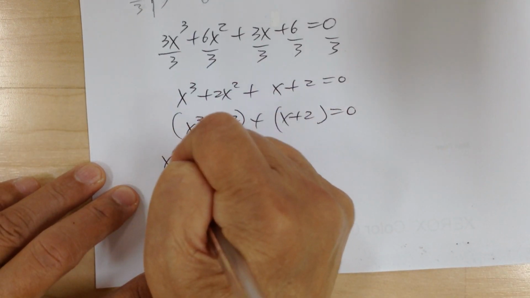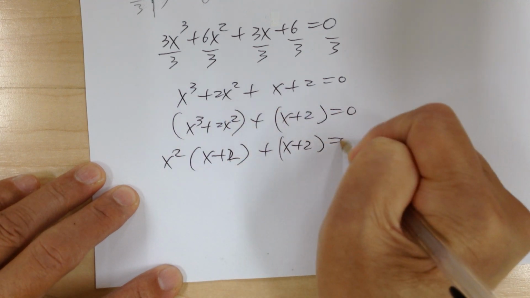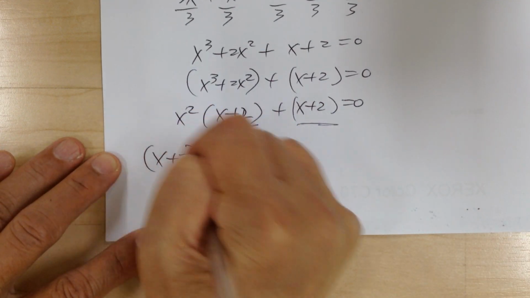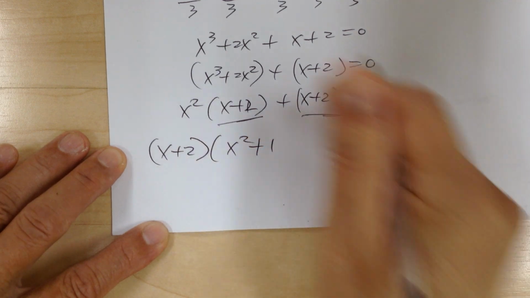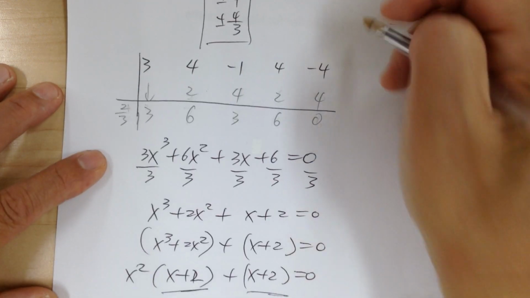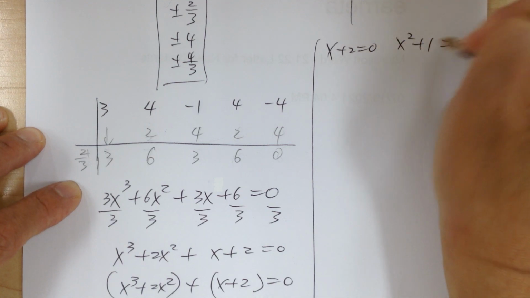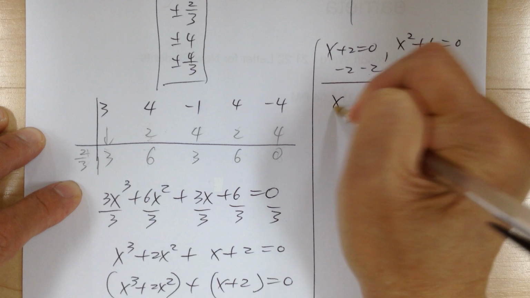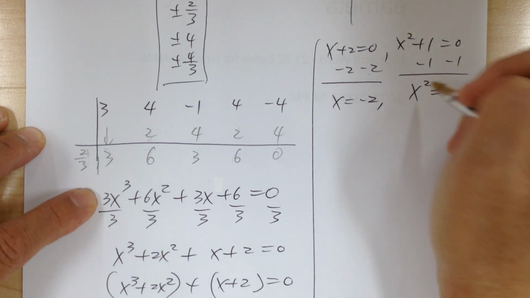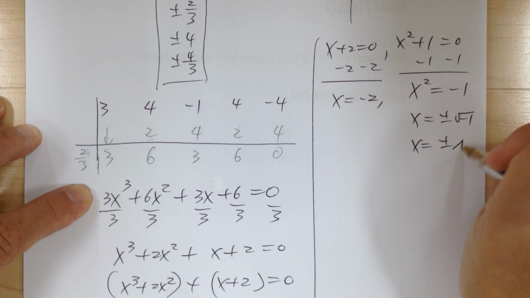So this one I can factor out the x squared. And then I got this and this over here, so I can factor it out again. So I get x plus 2, and I'm going to get x squared plus 1. Again, when you factor everything out, it's 1. So from here, you're going to get x plus 2 equal to 0, x squared plus 1 equal to 0. So minus 2 on each side, so you got x equal to -2. Over here, minus 1 on each side, so you got x squared equal to -1. Take the square root, and so x equal to plus or minus i.